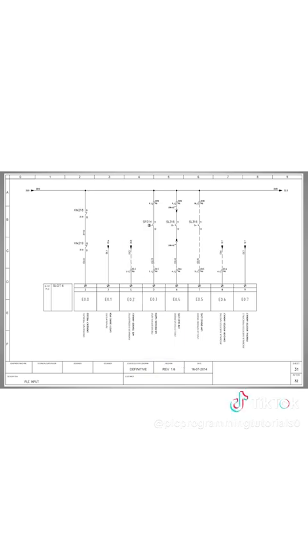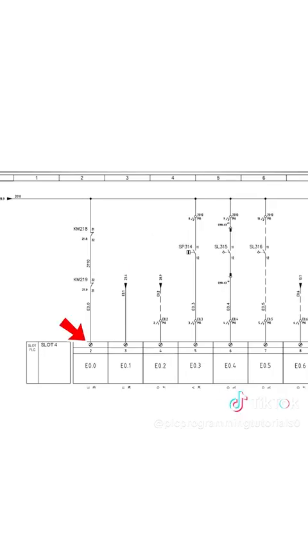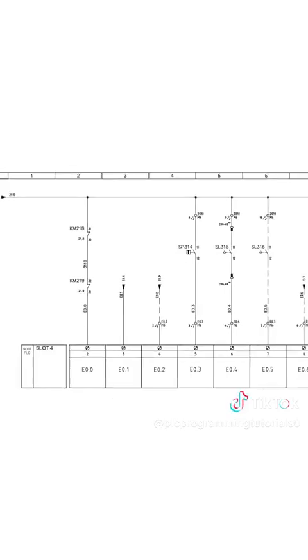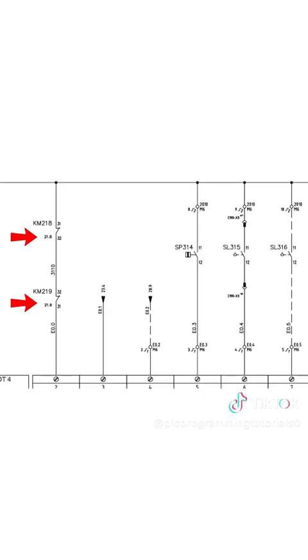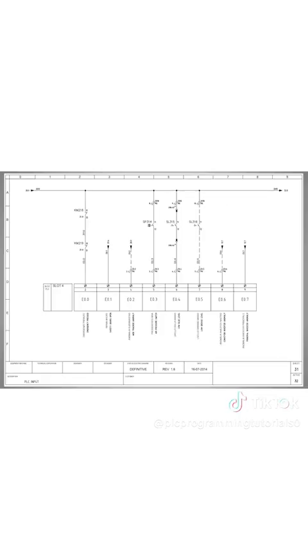First of all, we will trace back the wire connected at the first digital input E0.0. As you can see, the positive 24V signal comes to the E0.0 input through these two normally closed auxiliary contacts. These contacts are of contactors KM218 and KM219. There are 21.8 and 21.9 mentioned next to these contacts. This means that we can find the corresponding contactors on sheet number 21 and columns 8 and 9 respectively.